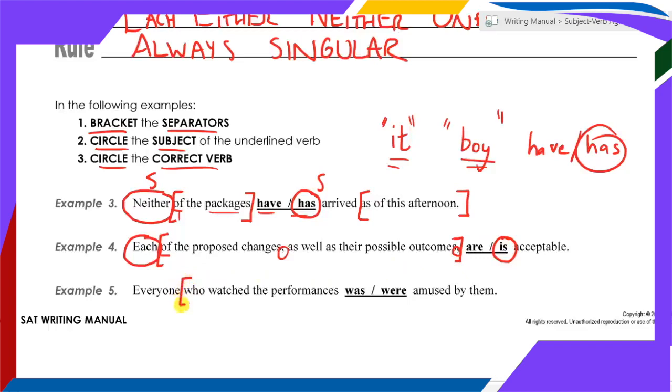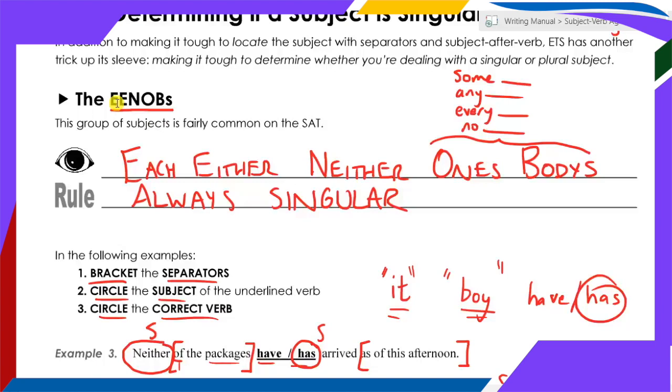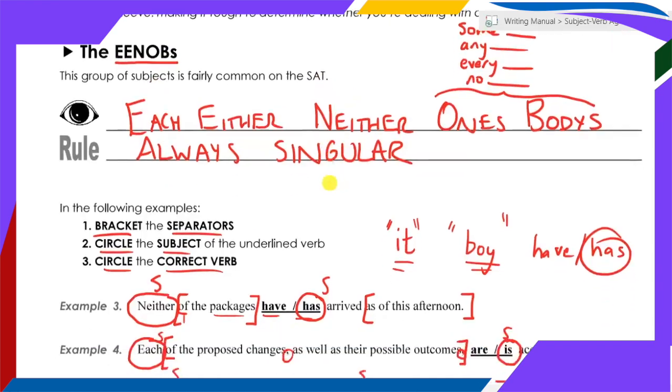Down here in example 5, we've got a who, which, that clause, a who clause in this case. So we're going to bracket that who clause. It is unimportant. It is separator, so our subject becomes everyone, one of the ENOBs. Everyone is singular. Everyone was. There is another prepositional phrase back here at the end of the sentence that we can bracket. So once again, the ENOBs are always singular. If you see an ENOB as your subject, that subject is singular and your verb must also be singular.